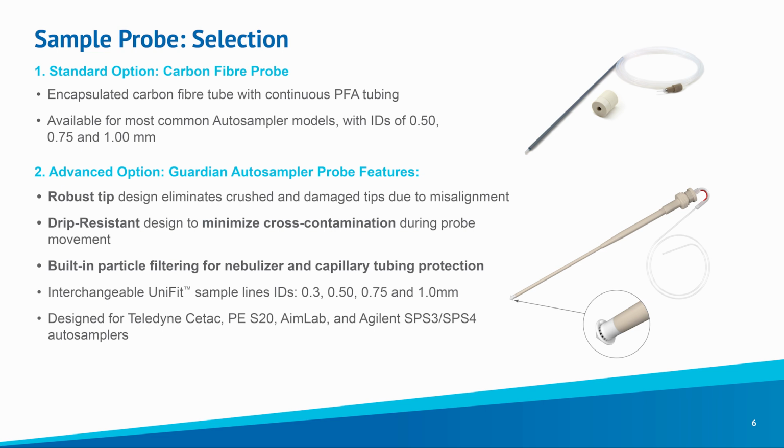Additionally, the Guardian probe offers flexibility in accommodating different tube diameters, and the process of swapping between tubes is seamless and user-friendly, unlike auto-sample probes with fully attached tubing. Moreover, its drip-resistant design minimizes cross-contamination during probe movement, further enhancing its reliability for various applications.